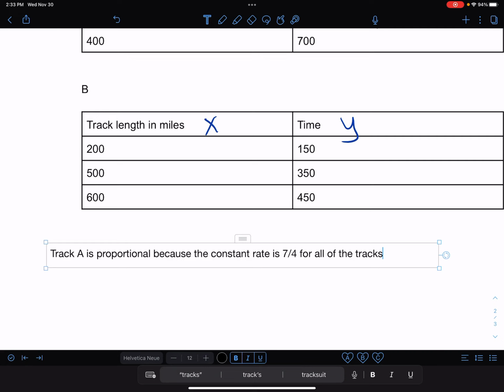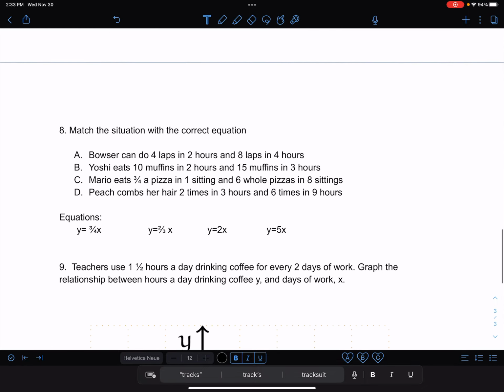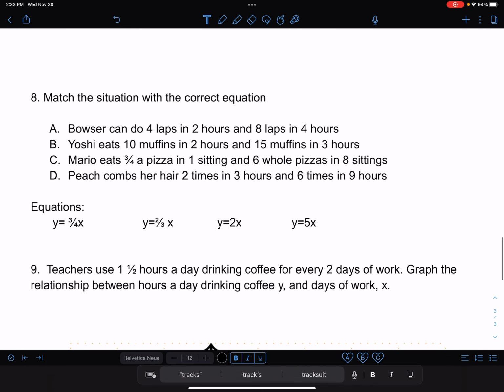So if you need to take a moment and push pause to get everything written and to move on to the next problem, please do so. We're going to do number 8. Match the situation with the correct equation.